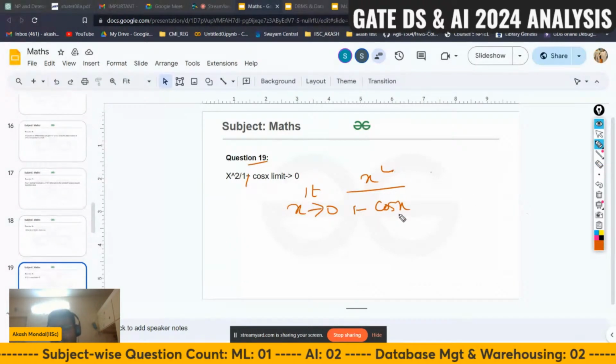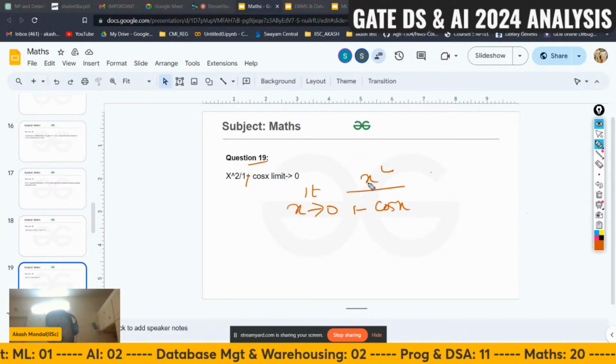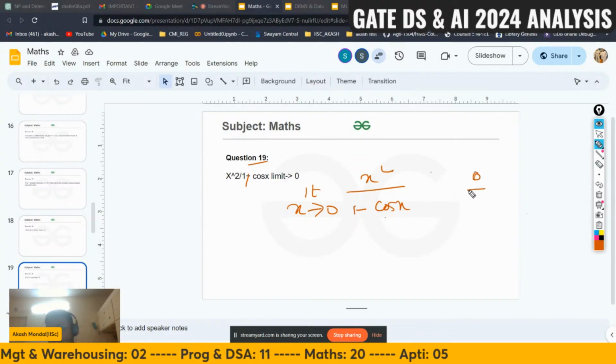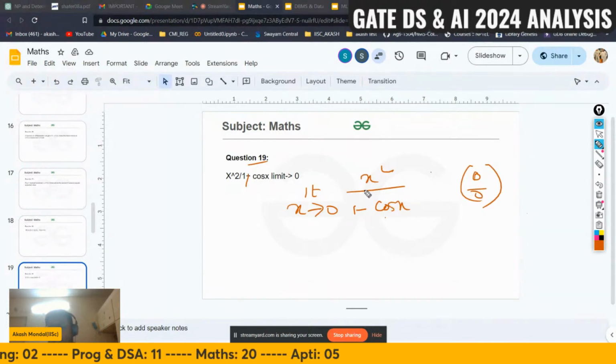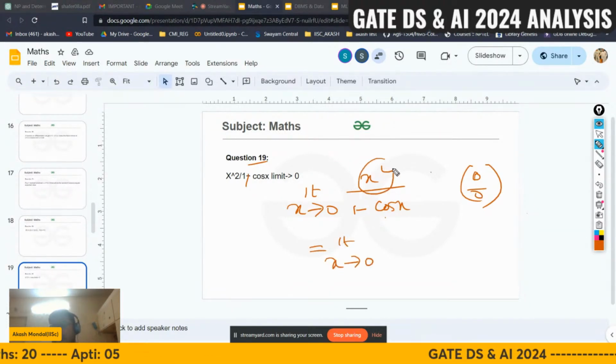Yeah. So again, this is a simple application of L'Hopital's rule. See, if you put x equals to 0, this is 0. And if you put x equals to 0 here, cos 0 is 1. So 1 minus 1 is 0. So it's a 0 by 0 form. So you know how to solve this problem. You just need to differentiate, right? So this is nothing but the limit as x tends to 0.